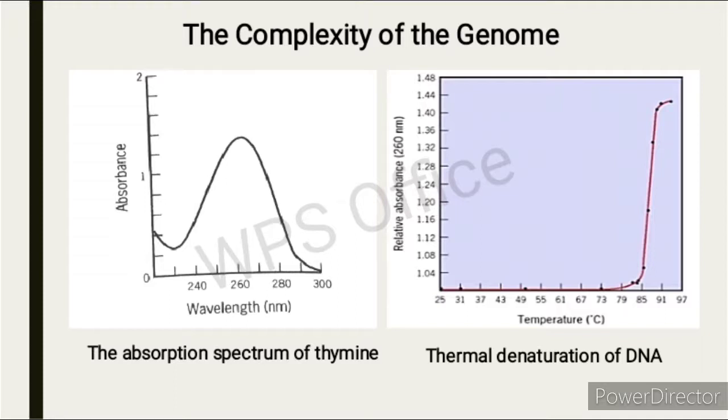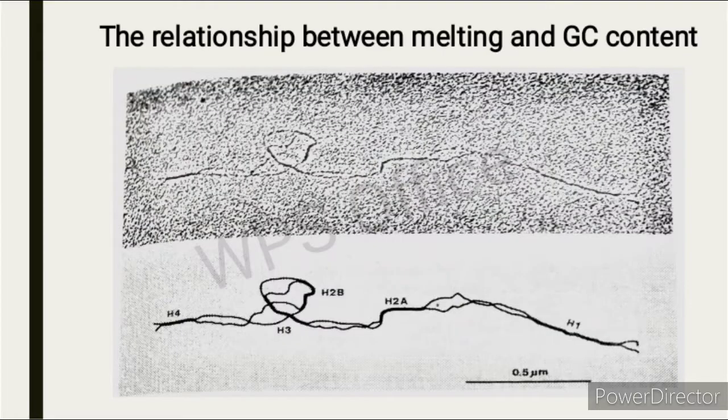The 260 over 280 ratio of purified DNA is about 2. The second figure is the thermal denaturation of DNA. A thermal denaturation curve for native bacteriophage T4 DNA in 0.3 molar sodium citrate. The melting of the DNA, or the strand separation, occurs over a narrow range of temperature, particularly for the simpler DNAs of small viruses. The temperature corresponding to half the increase in absorbance is the melting temperature. This figure is the relationship between melting temperature and GC content.